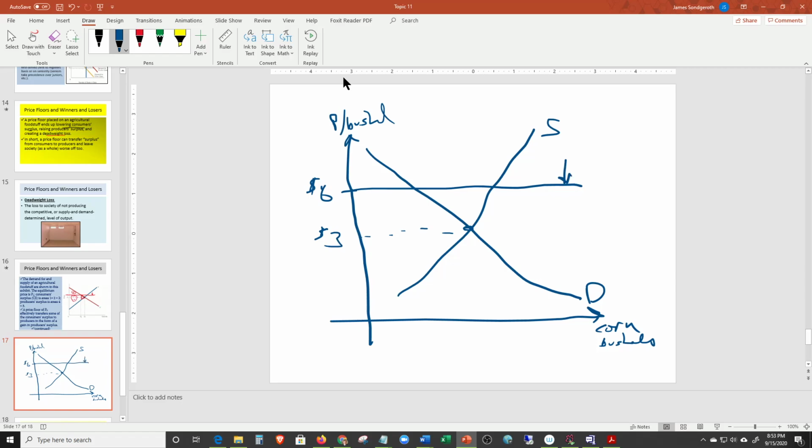Well, this is Q2. I don't know how many bushels are produced. I don't even want to guess nationally. And this is the surplus.